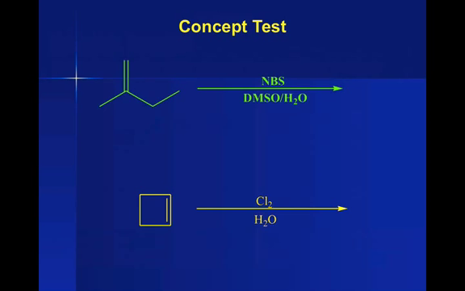It'll always be anti because we're going through the three-membered halonium ion, in this case the chloronium ion, and then the water has to come in from the back. So as I drew it, the chloronium ion was formed on the opposite side of the board, and the water came in from this side and opened that ring. Now you could have drawn it exactly the opposite, and that would have been fine. It just would have been the enantiomer.